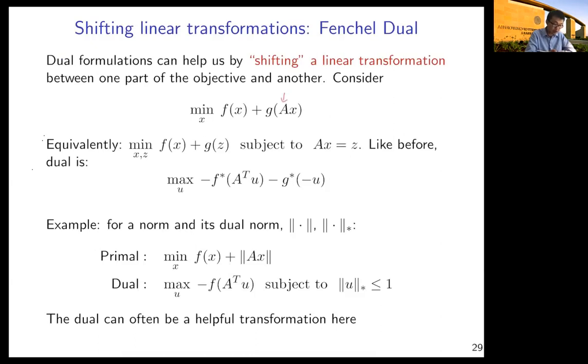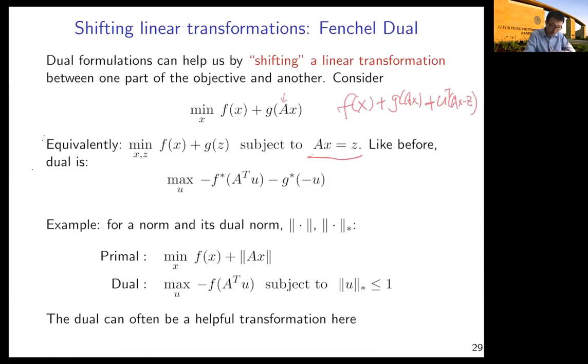So instead of defining x to be z, let's define Ax to be z, so we get a cleaner looking form in the dual. If we do that and then construct the Lagrangian, we'll have f(x) plus g(z) plus u transpose (Ax minus z).